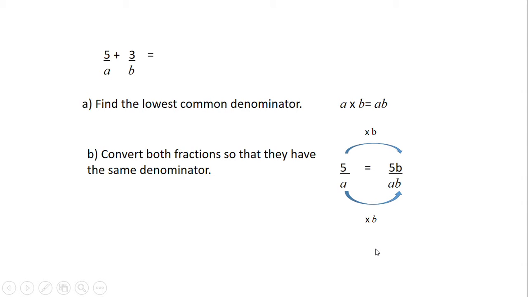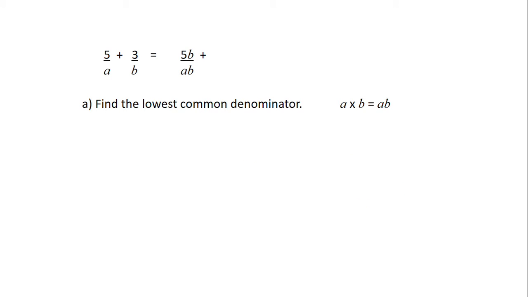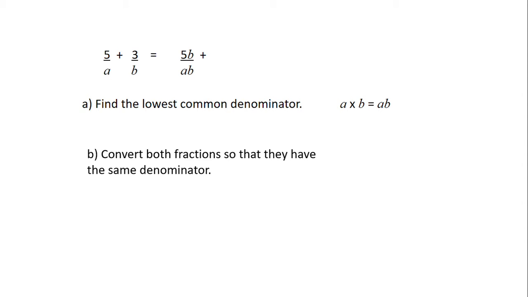And what I do next is I look at the 3 over b, and I apply the same principles there. I've got to change that into a fraction with the same denominator. So what do I need to do to b to make it into ab? Well, I've got to times it by a, so I've got to do the same to the top. I multiply both of those by a, and I get 3a over ab.